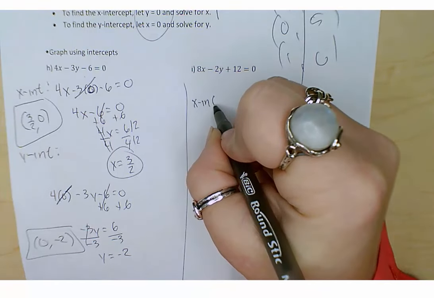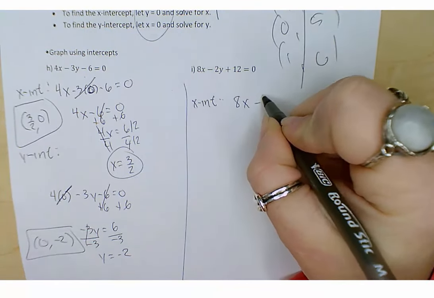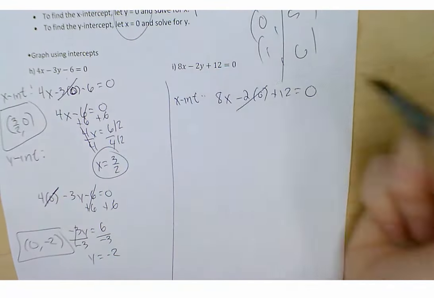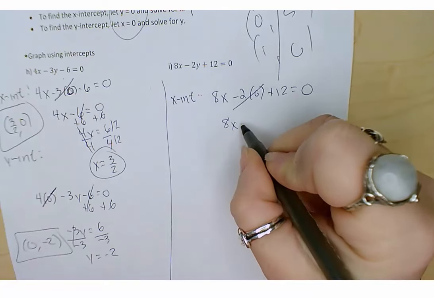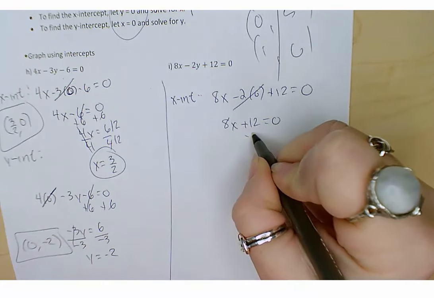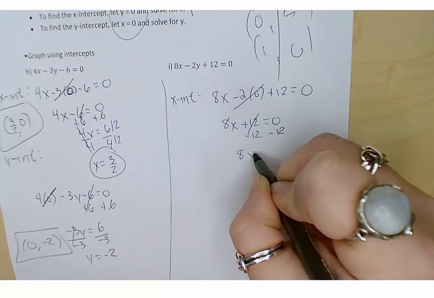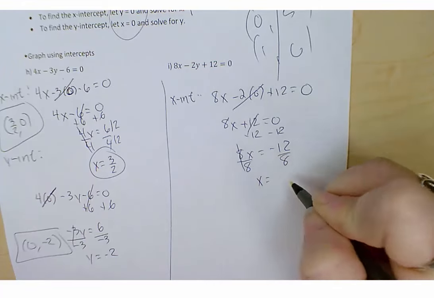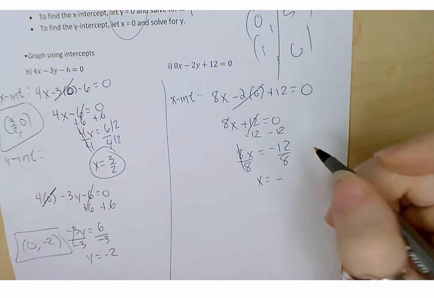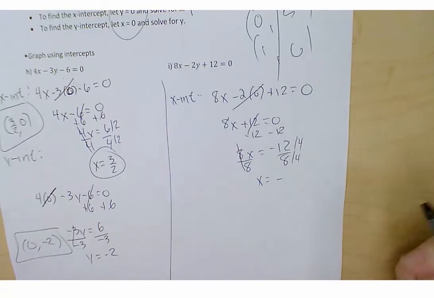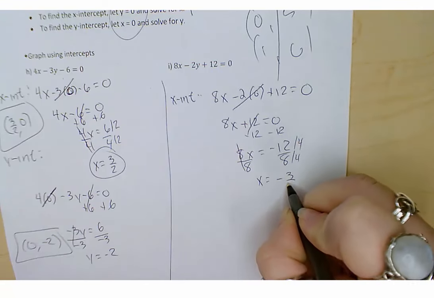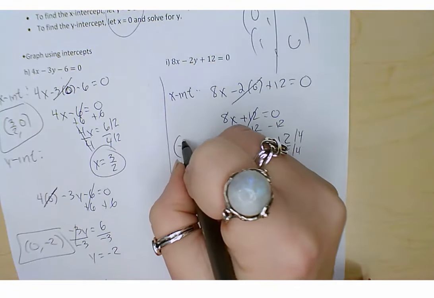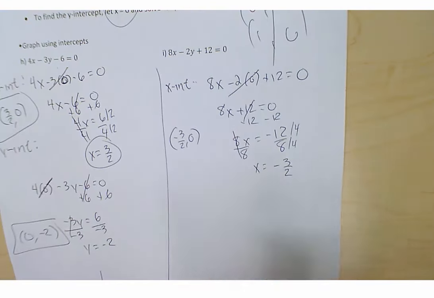Let's find our x-intercept. Again, you find the x by plugging in 0 for the y and calculating. That's going to make this term disappear, leaving us with 8x plus 12 is equal to 0. Solve for that x. Subtract that 12 on the other side. Divide by the coefficient. And when we divide here, we can reduce by a factor of 4. So we get -3/2 for our x. That means our x-intercept is (-3/2, 0).